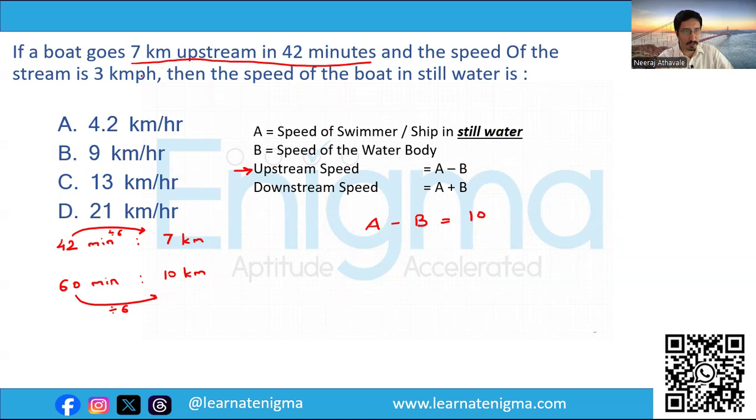Now the speed of the stream is 3 kilometers per hour. Stream is nothing but the water body. That means 3 becomes the value of B. So basically A minus 3 is equal to 10 and therefore A is equal to 13. So the answer becomes option C.